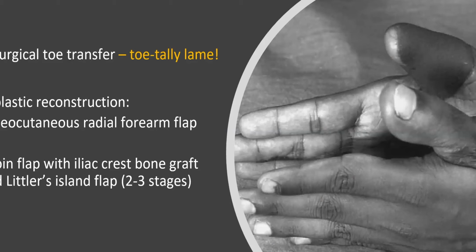Classically, this is described as a groin flap with iliac crest bone graft that can be performed in multiple stages with Littler's island flap to add sensibility. And another option would be an osteocutaneous radial forearm flap.